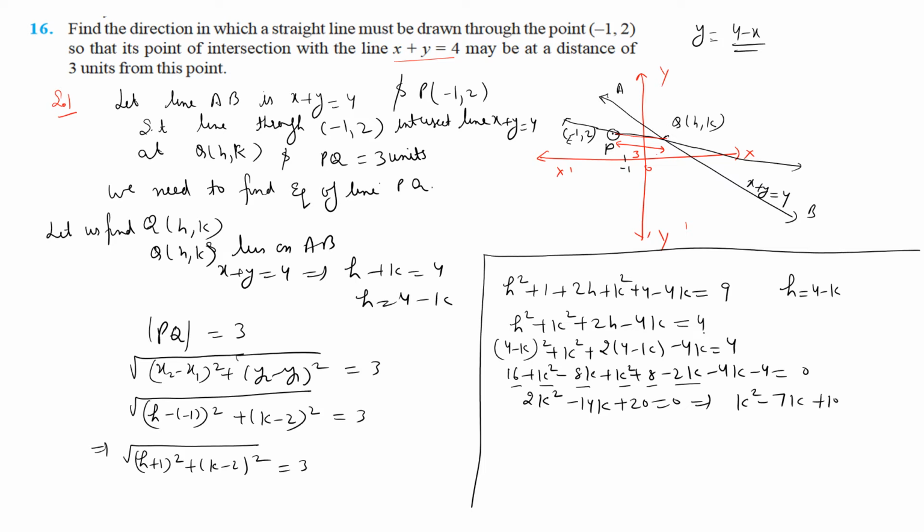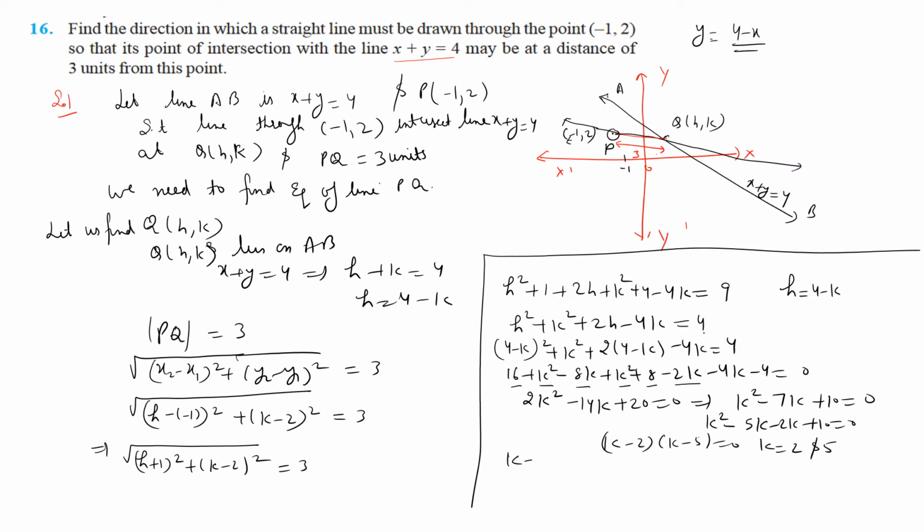So the factors are 5 and 2, with product 10. I can write it as (k minus 2) into (k minus 5) equals 0. So I get k as 2 or 5. So when k is 2, what is h?